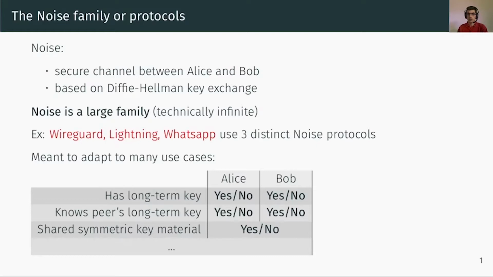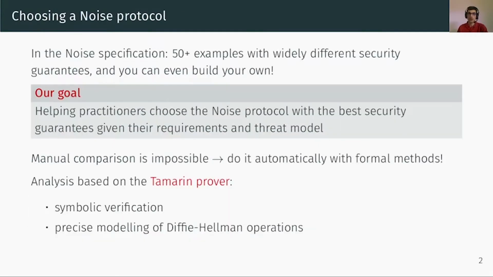More precisely, there are Noise protocols where Alice has a long-term key and others where it's not required. Same applies for Bob. There are Noise protocols which also take advantage of the fact that Alice knows Bob's long-term key and others which do not require that. I said that Alice and Bob have asymmetric keys, but it's even possible to additionally use a symmetric key if you have one.